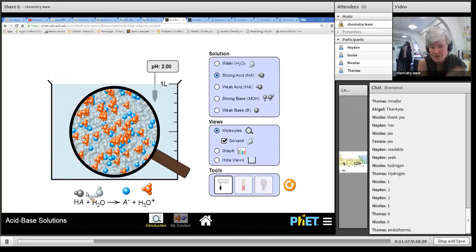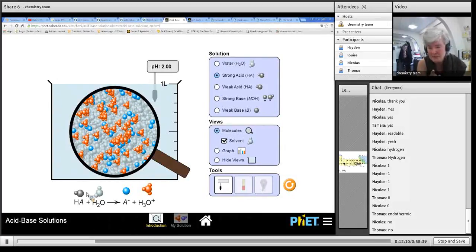So if I put in HA and it dissociates completely, will I have any HA? Who would like to be brave enough to have a guess? Correct. There won't be any, because the HA has completely split up into the H plus and the A minus. So that's what we've got here. The HA has reacted with the water, and it's completely split up to form the hydronium ion and the A minus ion. So notice that the pH has dropped to 2.